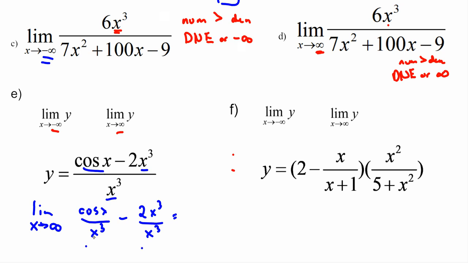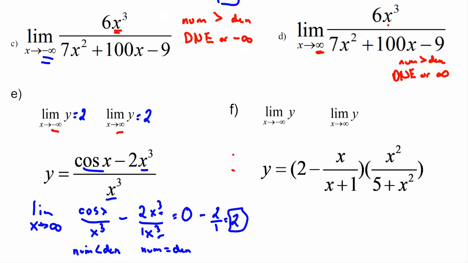The first one, we have cosine of x over x cubed, which we know the numerator grows slower than the denominator. So that's going to be approaching 0. Over here, we can see the numerator is equal to the denominator in growth rate because both of these are cubes. So it's going to be the leading coefficients: minus 2 over 1, because it's 2 and this is a 1 there. And so 0 minus 2 is negative 2. And that is going to be the same for both infinity and negative infinity. So this one's going to equal negative 2, and this is also going to equal negative 2.